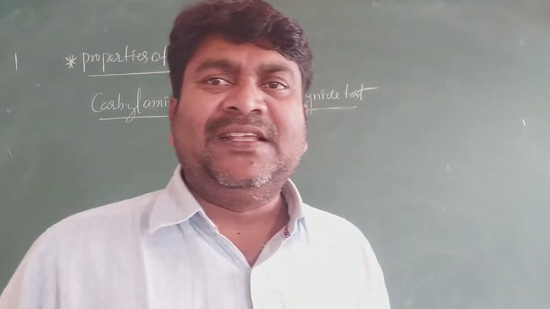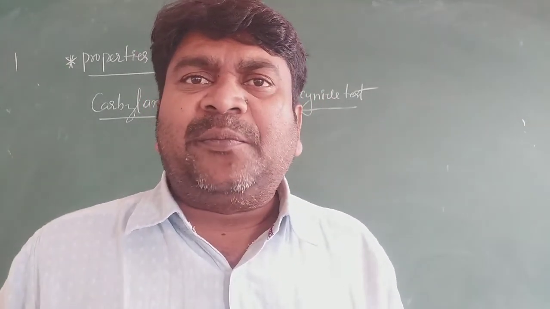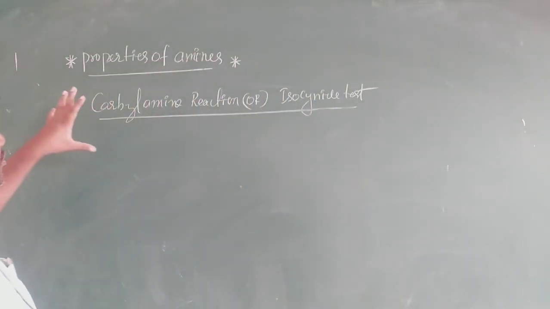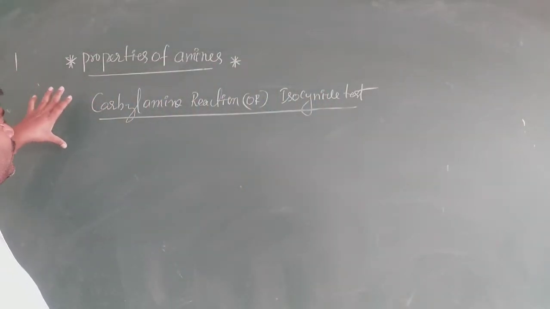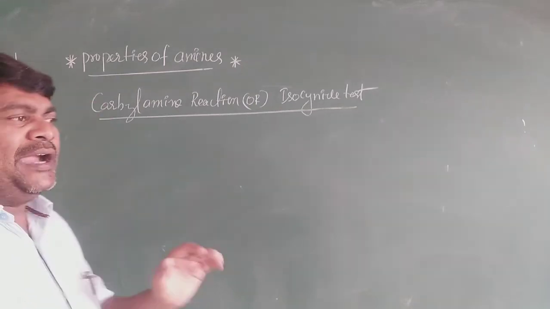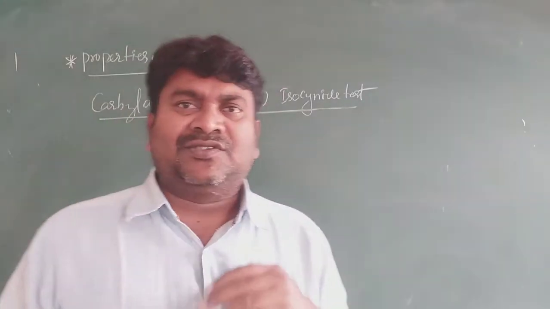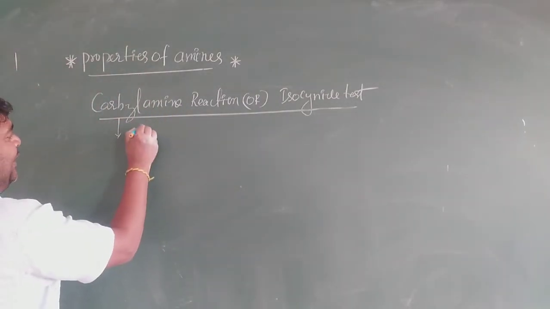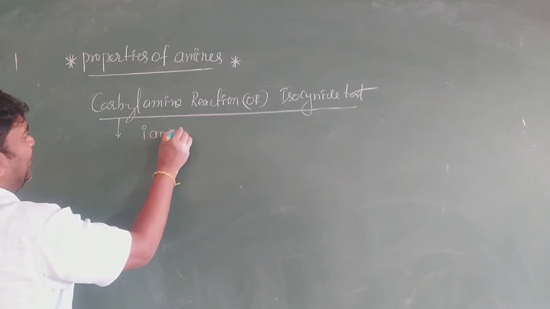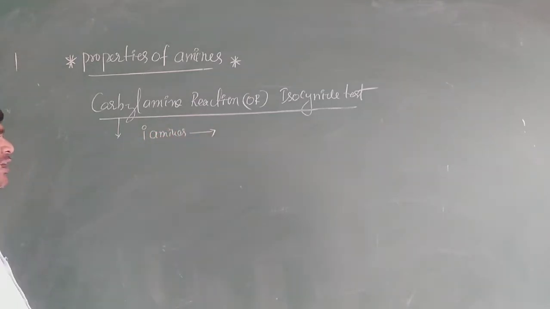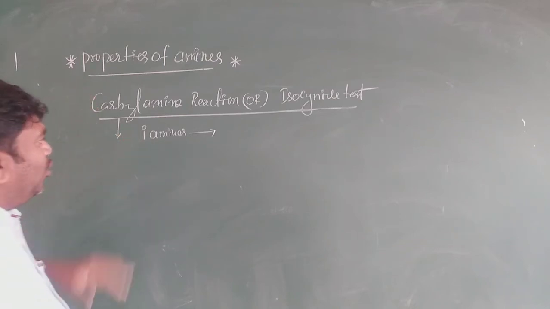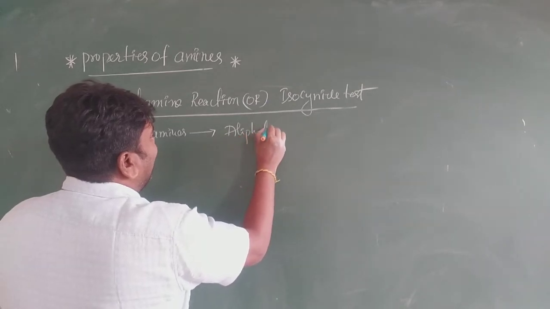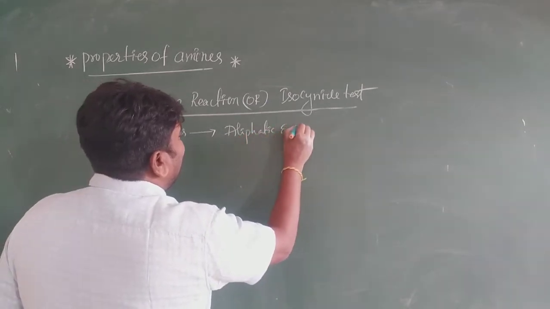We have two uses. It is used for the confirmation of chloroform, very important, and it is used for the identification of primary amines. The carbylamine reaction is given by primary amines, including aliphatic and aromatic amines.